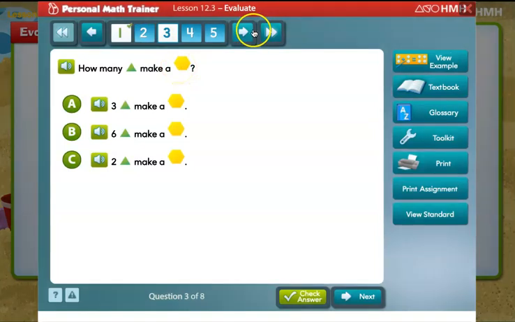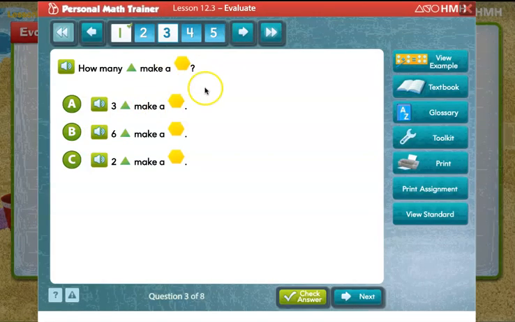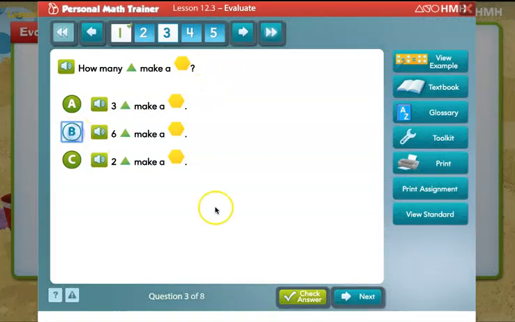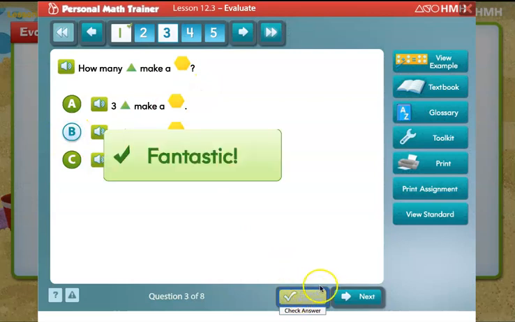Let me show you how you would do that. This is what it would look like. So you would have 6 triangles. 1, 2, 3, 4, 5, 6. So your answer is 6. Fantastic!